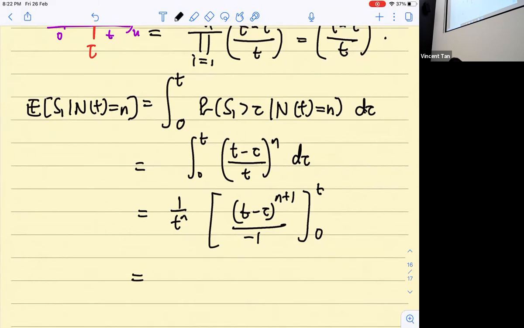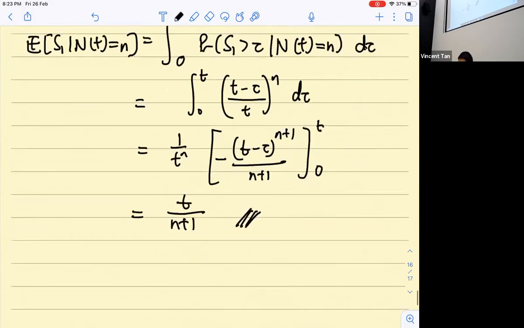Oh, something's wrong. When we integrate this, we have this n plus 1 with a minus here. Otherwise, it doesn't work out. This is t over n plus 1. Okay, so this is my promised result.